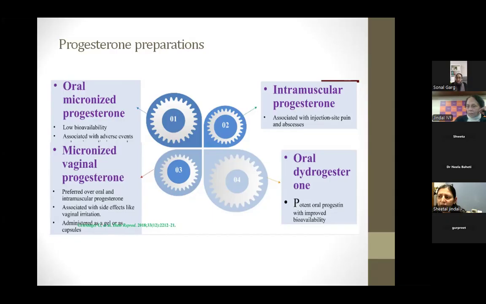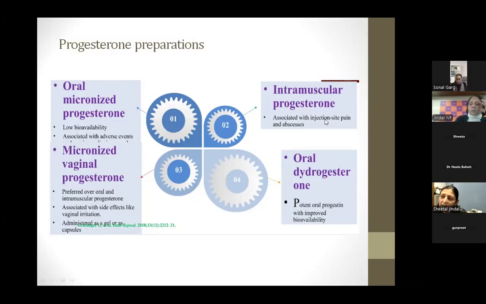Sometimes patients do complain of discharge and irritation. So it can be administered in the form of gel or as capsules. The one very commonly used agent is the intramuscular progesterone, which gives us sustained progesterone levels throughout.